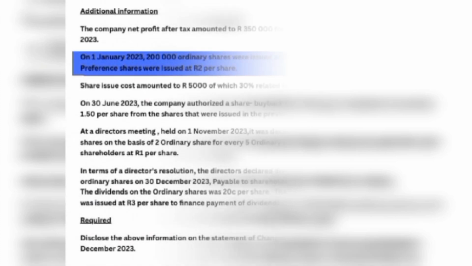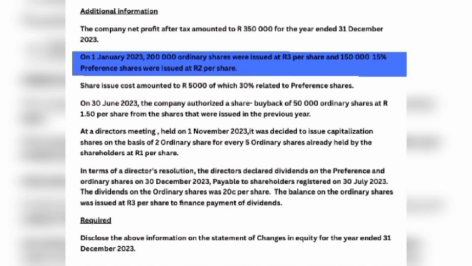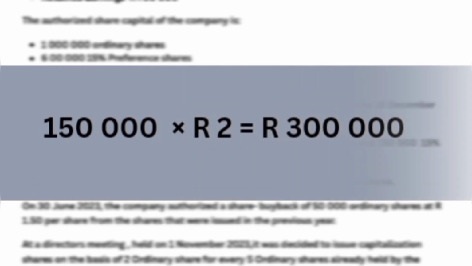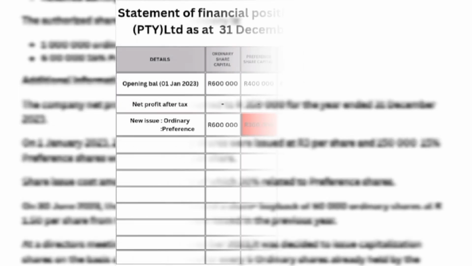This transaction continues and say 150,000 15% preference shares were issued at 2 Rand per share. Okay, we then do the same. We say 150,000 shares times 2 Rand each gives us 300,000, which is the value of preference shares issued on the 1st of January 2023. Okay, you then go and record this under your preference share capital as well, like this.